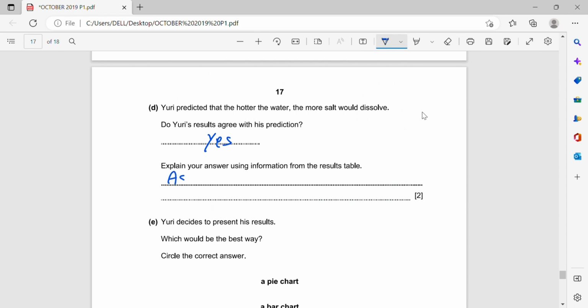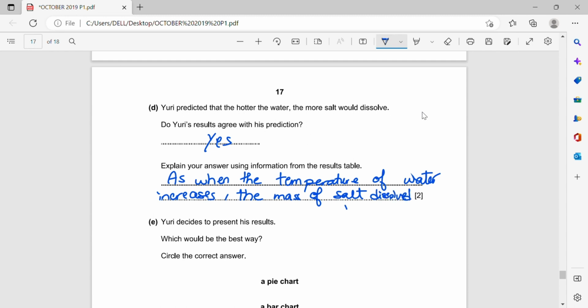So when the temperature of water increases, the mass of salt dissolved increases. This one increased, and this one increased. So his prediction is correct.